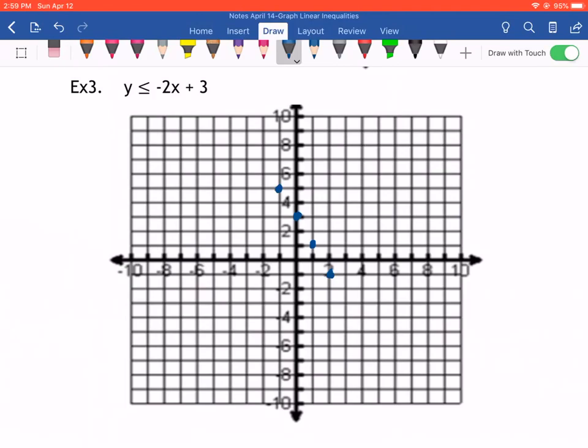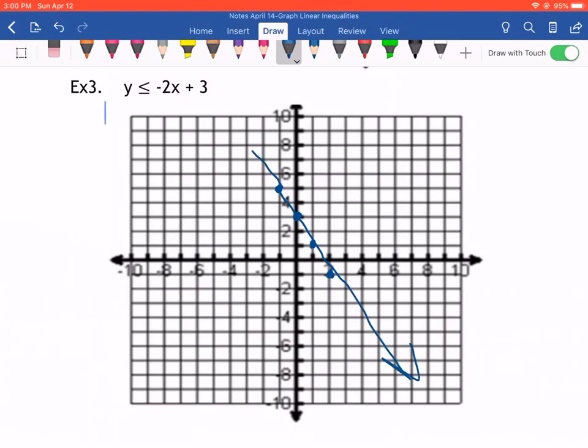Now, in step number 2, we said to look at the inequality symbol. This is y is less than or equal to. Because it has the or equal to marking, I'm going to connect all these points on this line with a solid line.